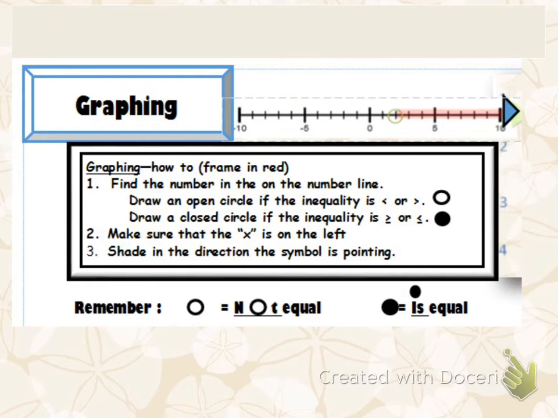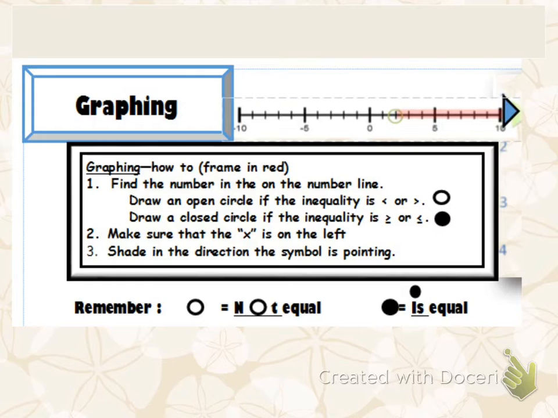All right, so here's the how-to for graphing. This is inside your note packet. Okay, there's not much tricky about this except you do have to pay attention. So find this little piece. Graphing how-to. So graphing how-to, frame in red. We already framed it. So first of all, you find the number that you want to graph, whatever's in the inequality. And here's the key.